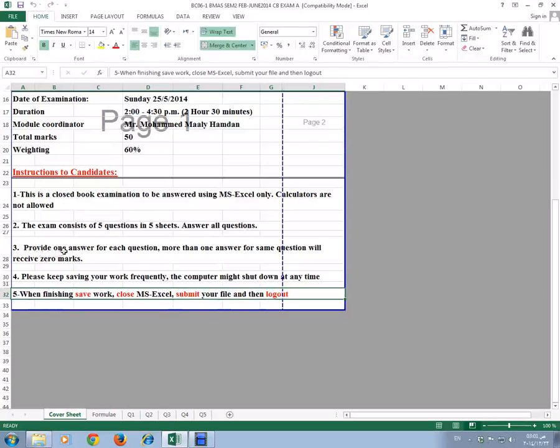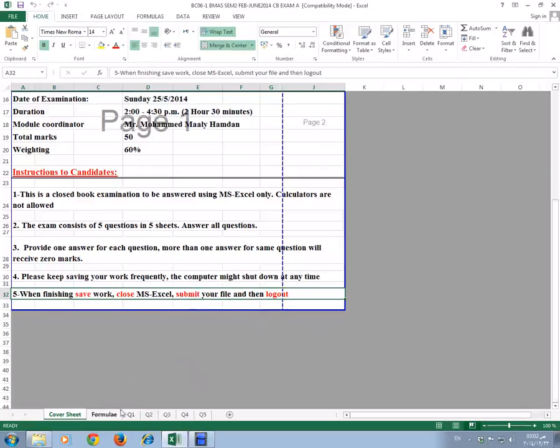You are required also to provide an answer for each question, but not more than one answer for each question. Any question answered by more than one answer will receive 0. Keep saving your work frequently because the computer might shut down at any time. When finishing, save, close Excel and submit your file in Moodle.